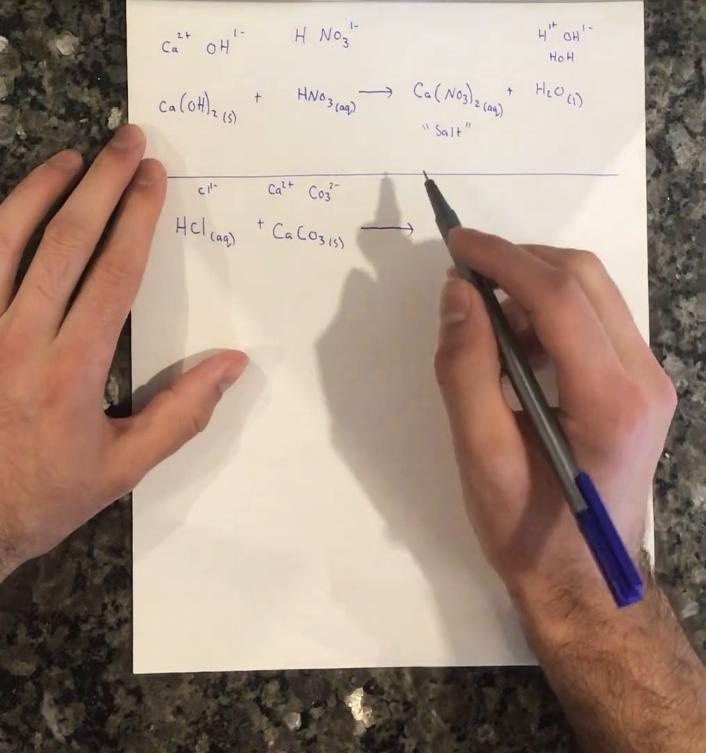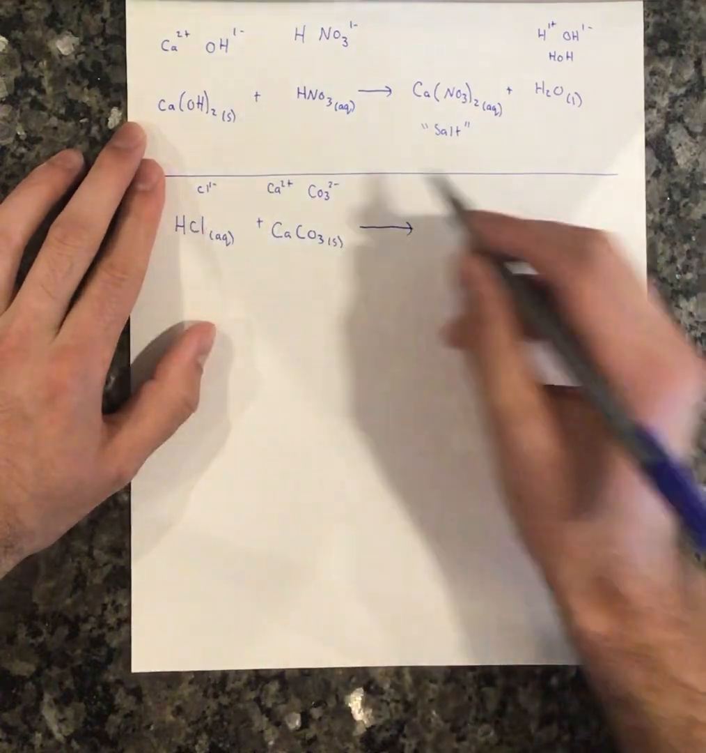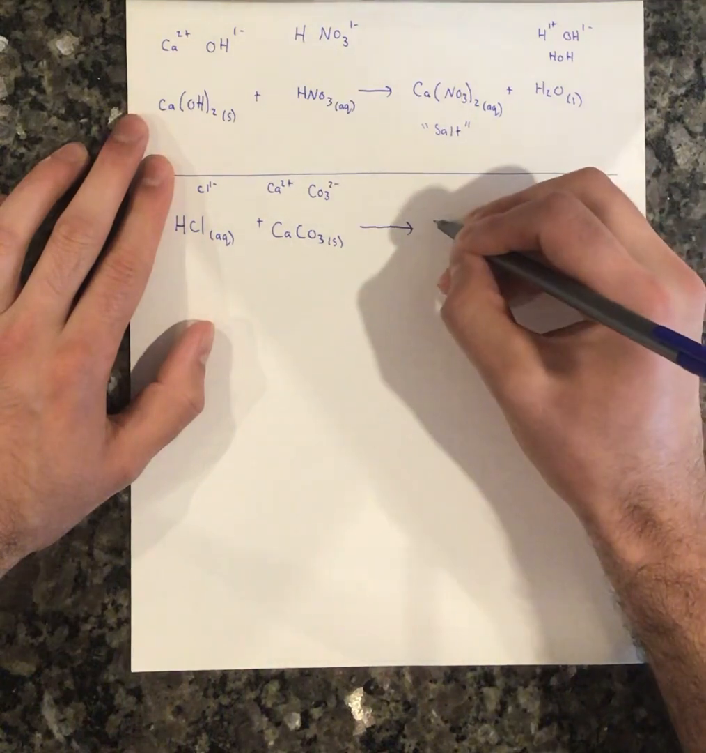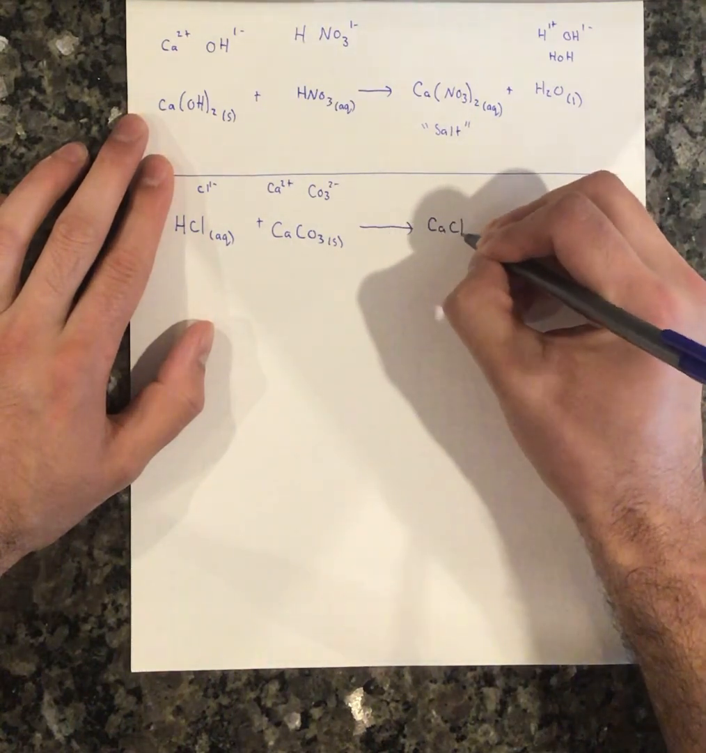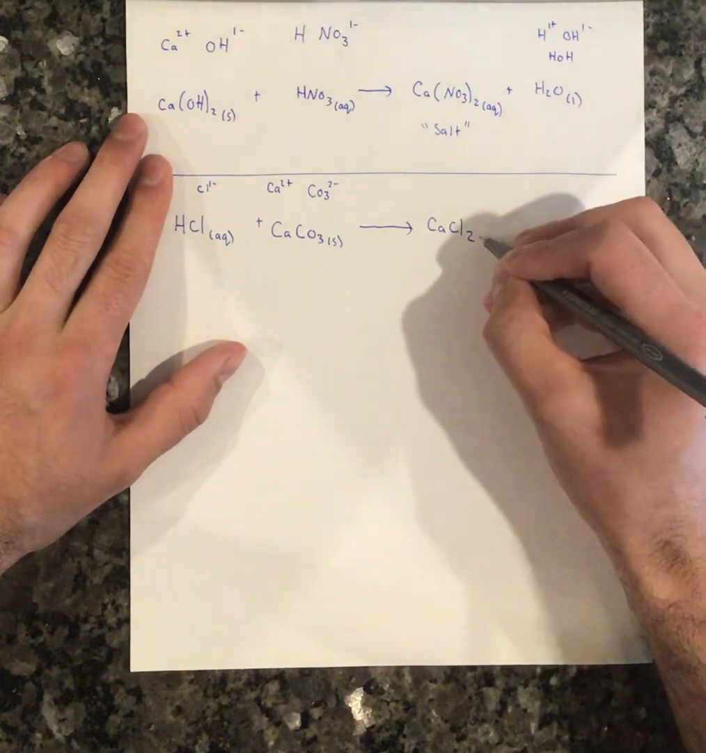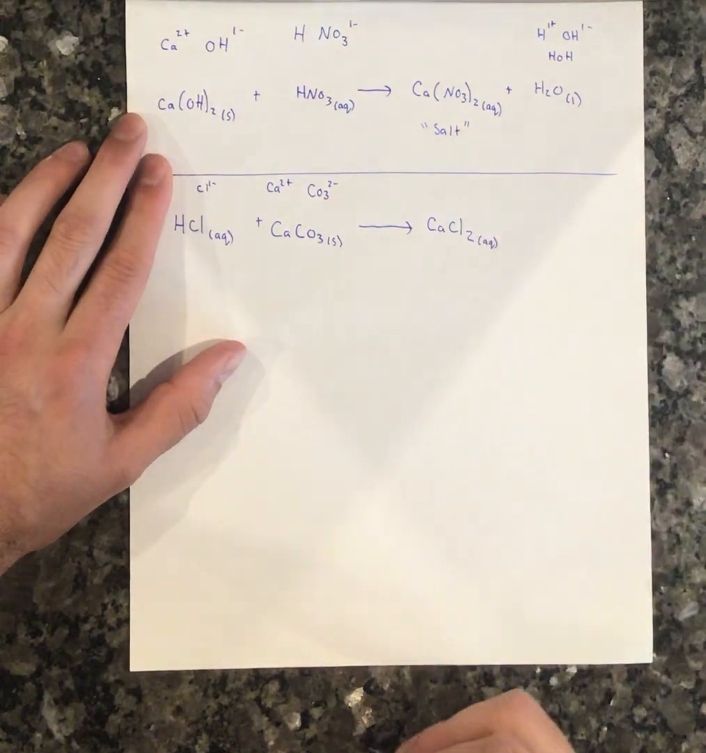So the first one I have is calcium and chlorine. Calcium's a 2+, chlorine's a 1 negative. So after I do that crisscross, I'd get CaCl2. This here is an aqueous. Once again, you can look at your chart.